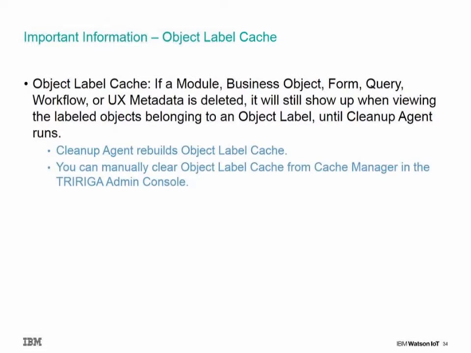So now I just want to go over some important information regarding Object Label Manager. So, Object Label Cache. Note that if a module, business object, form, query, workflow, or UX metadata is deleted, it will still show up when viewing the labeled objects belonging to an object label. It will show up basically until Cleanup Agent runs. So Cleanup Agent will rebuild the Object Label cache. You can also manually clear Object Label cache from the Cache Manager in the TRIRIGA Admin Console.